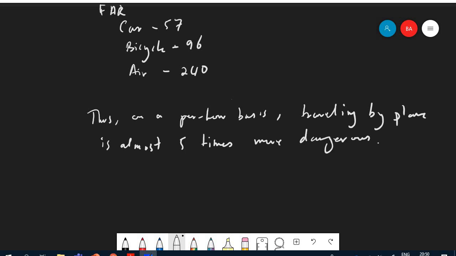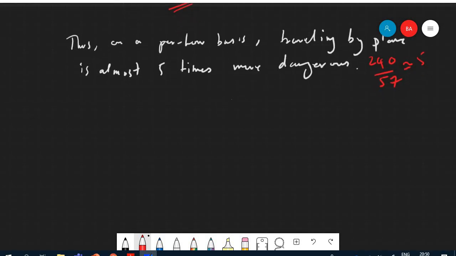And again, this is on a per hour basis, but of course the number of hours that you travel by car is not equal to the number of hours you travel by air. You travel by air once or twice per year. A car you drive every day. Okay, so we need not to confuse things together. But as we can see here, this is 240 and this is 57, so if you divide 240 by 57, that is approximately 5. So this is just the idea about it. However, it doesn't mean that it is safer or not.